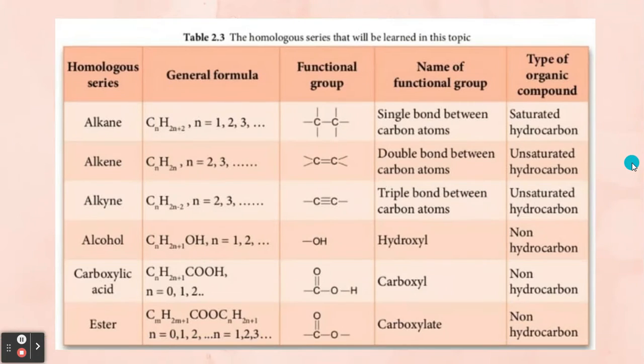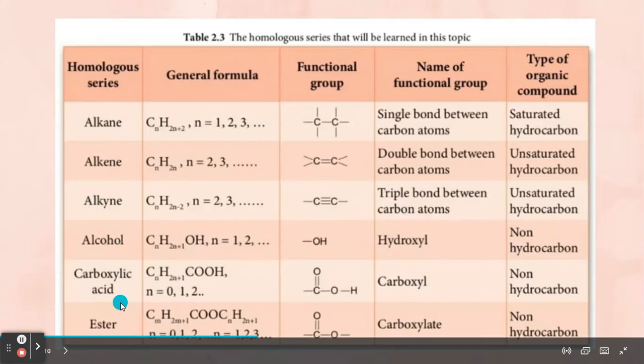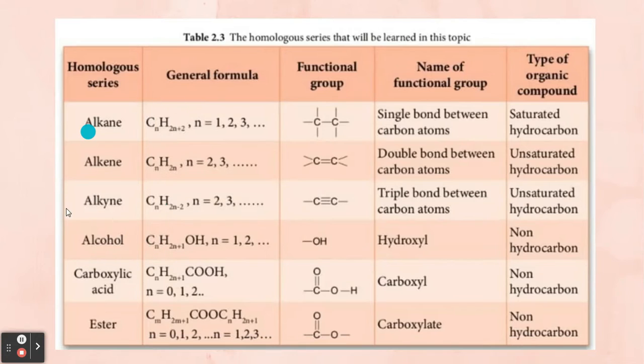Okay, so this is the table that shows the homologous series that will be learned in this topic, which are alkane, alkene, alkyne, alcohol, carboxylic acid, and ester. So each of the homologous series have their own general formula, have their own functional group. Okay, so first for alkane, the general formula for alkane is CnH2n+2, which n is equal to 1, 2, 3, 4, 5, and so on.